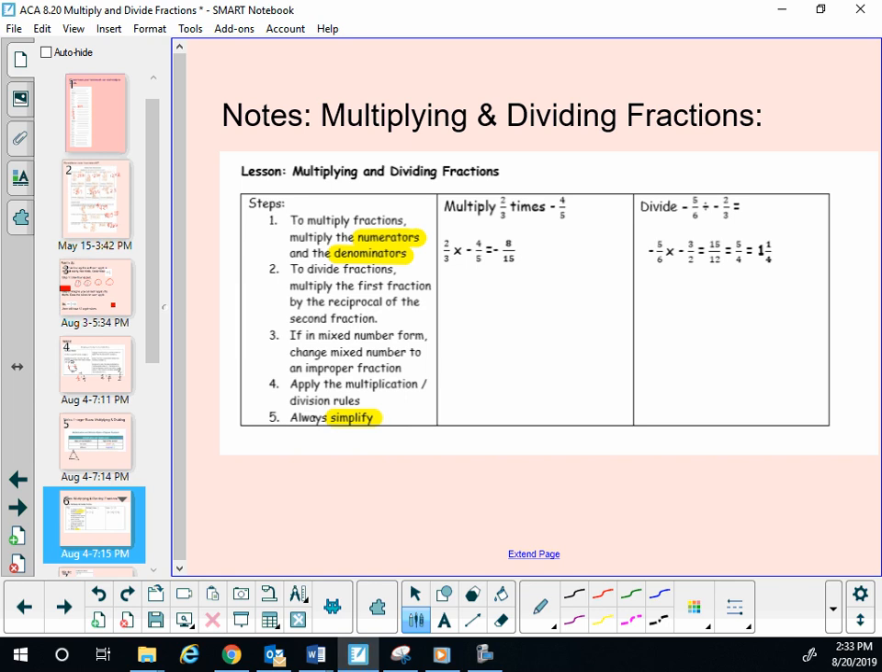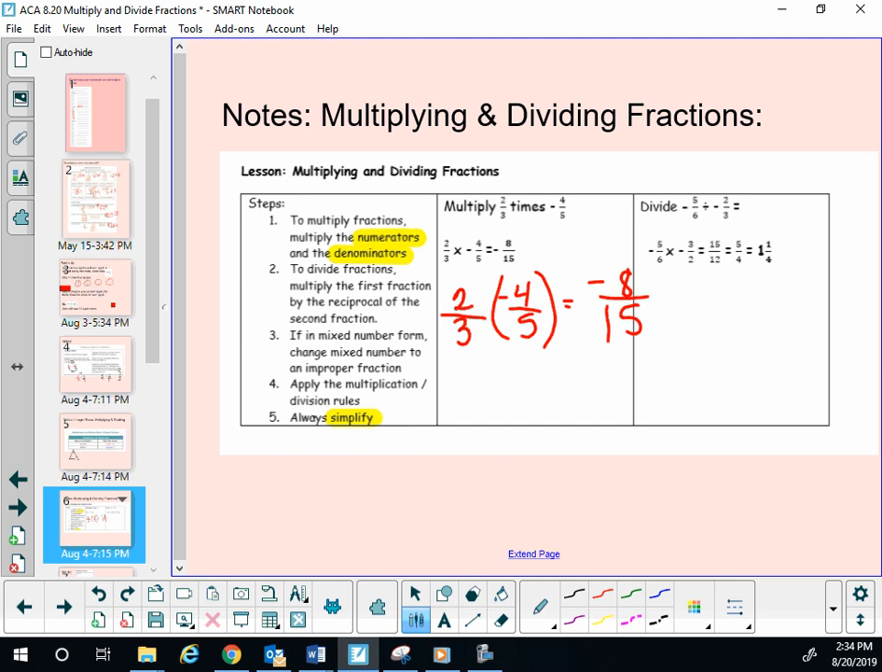Here, you can see that they've done the work. I'm just going to rewrite it so I can talk about it. They have 2/3 times negative 4/5. Is my answer positive or negative? Negative. So I'm going to write that first. Then I'm just multiplying across the top. So 2 times 4, 8. 3 times 5, 15. Can I simplify it? No. So we are done. That is our answer: negative 8/15.